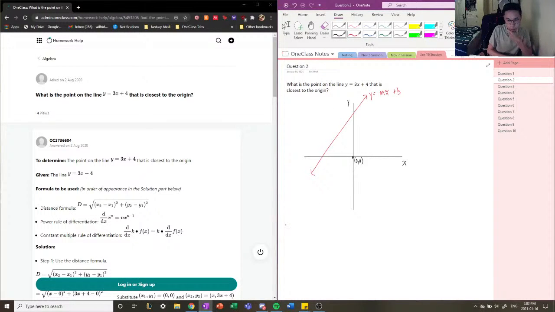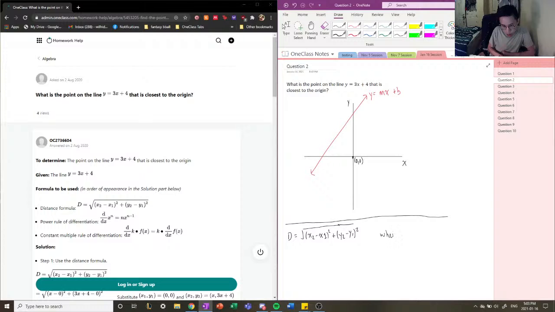So, you guys can obviously graph this line and visually try to locate it, but there's a computational method of doing this, okay? And it requires us to know what the distance formula is. So the distance formula is d equals the square root of (x2 minus x1) squared plus (y2 minus y1) squared, okay?